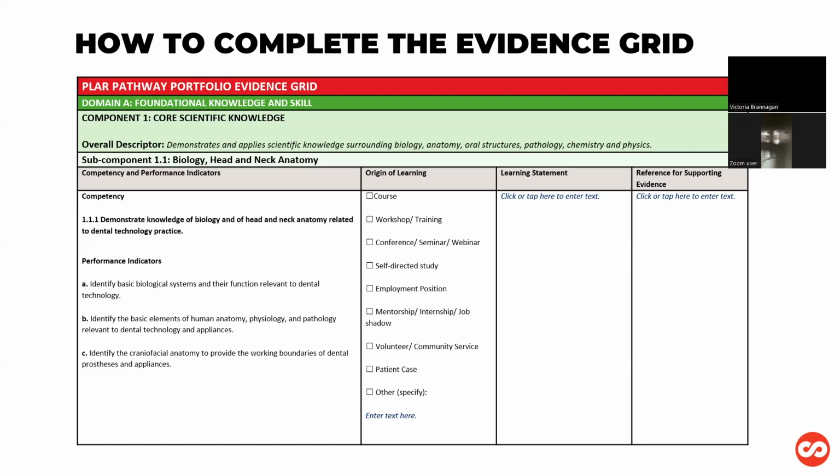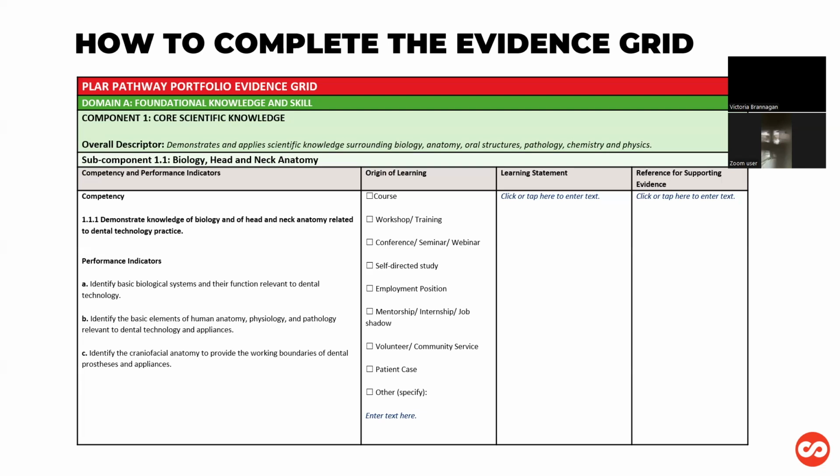Remember, you don't need to fill in the whole evidence grid at once. You work through it step by step. And how should you do this? Begin with the domain. Read the component and its overall descriptor. Review the competency statement, which describes the overall skill or knowledge you need to demonstrate. Read the performance indicators related to that competency next. These indicators give specific measurable examples of how the competency is demonstrated in practice.